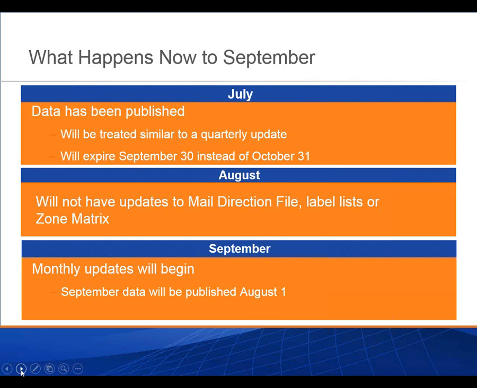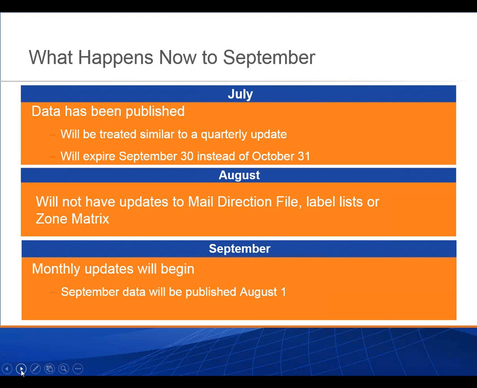One of the other changes: typically with a quarterly update, July data would not expire until October 31st. Well, with the transition to monthly updates starting in September, the July data is actually going to expire September 30th instead of October 31st. So that's one thing you're going to need to be aware of: this July update, instead of being good for a full quarter, is going to be one month shorter, so its lifespan is going to be slightly shorter.